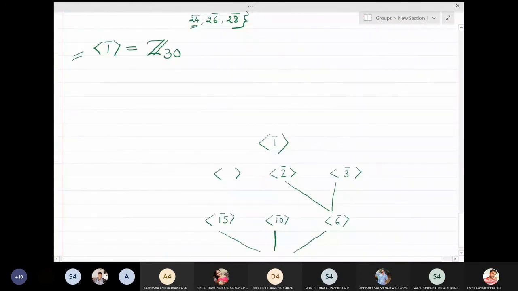So the choice for me here is what I will write here: the subgroup generated by 5 bar. Look at this. The subgroup generated by 15 is contained in 5 also, and the subgroup generated by 15 is contained in 3 also. So this line I don't like. So what I will do, I will switch the places of 2 and 3. I will write 2 here and I will write 3 here, so that this line will now be connected here. Okay.